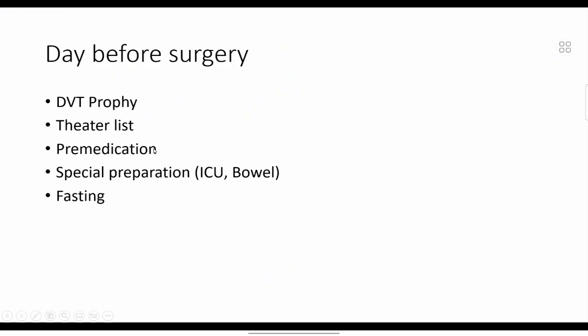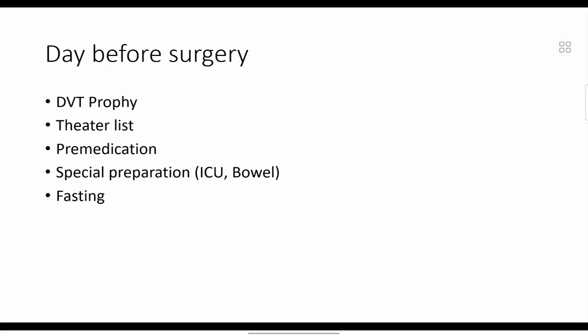Then the pre-medication we have finished. Then the special preparation. I have mentioned ICU because not every patient undergoing general anesthesia, as we know, needs an ICU bed. If there is an indication, if we suspect a high risk surgery, then we will prophylactically book an ICU bed prior to the surgery. If the patient needs it, then we will use the ICU bed. Otherwise, we can cancel it. Then the other one is bowel preparation.